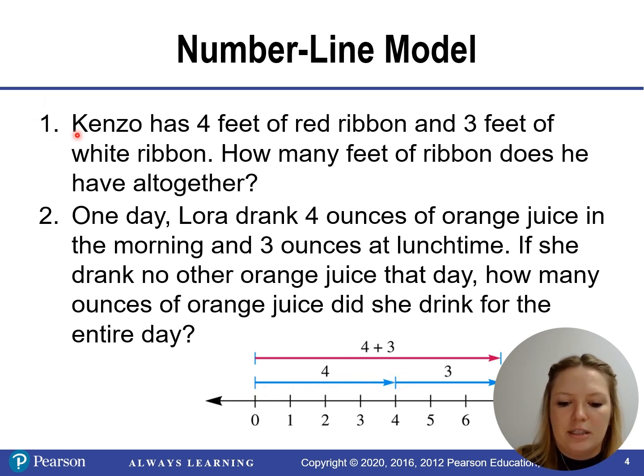In the first example, Kenzo has 4 feet of ribbon to begin with, and he is combining it with 3 feet of ribbon, which shows us the total length of ribbon. 4 plus 3 lands us at 7. You can't really see it because it's behind my head, but it's 7 here. And then in Laura's case, we have her first 4 ounces of orange juice, and then the 3 ounces she drank at lunchtime, which shows us her total of 7 ounces throughout the day.